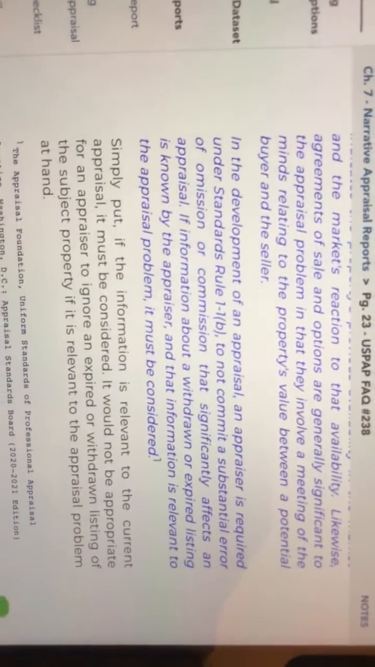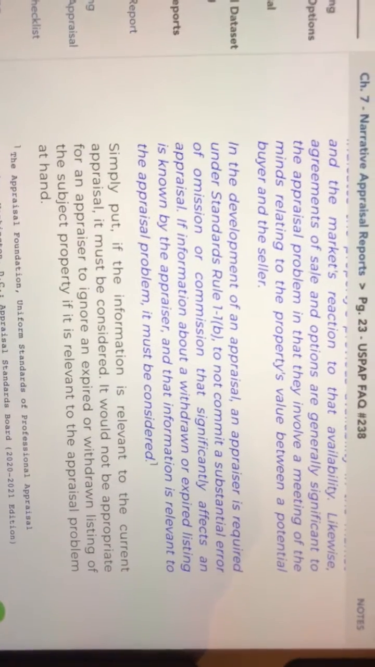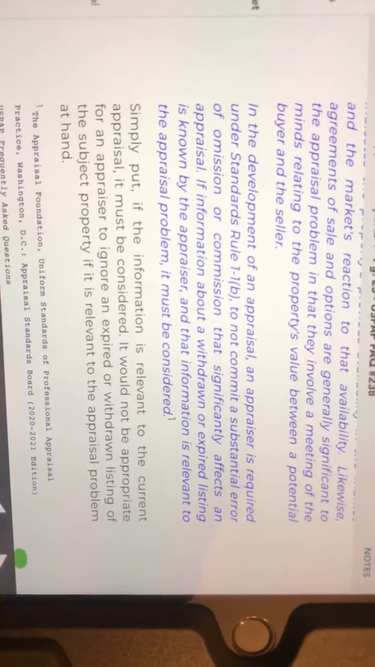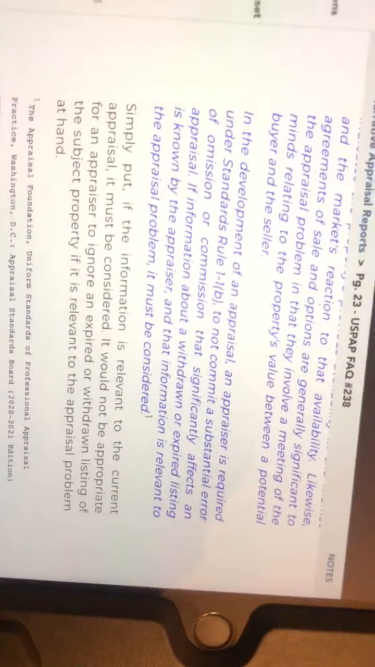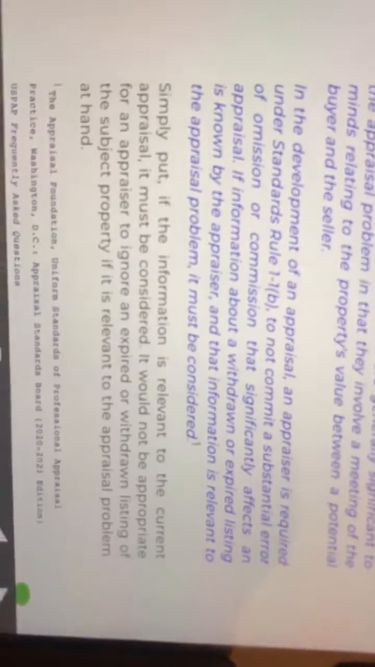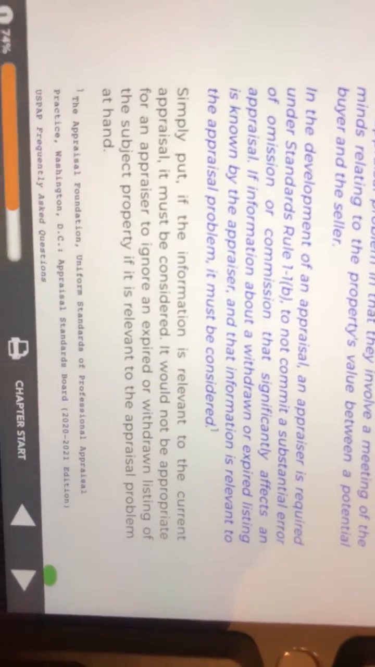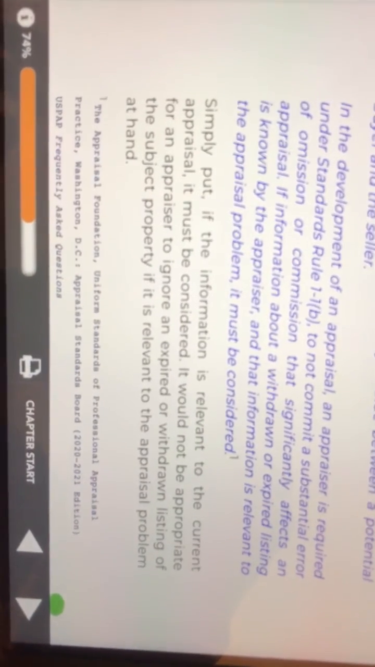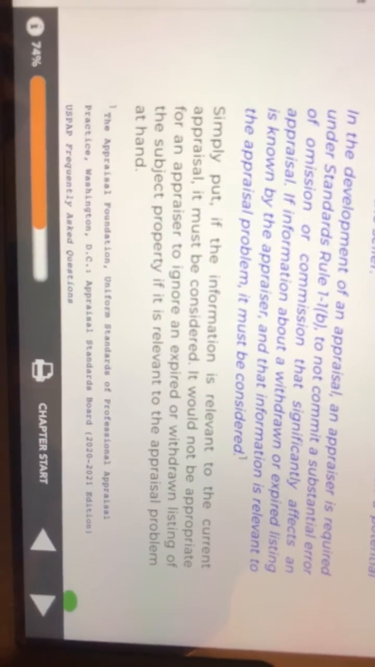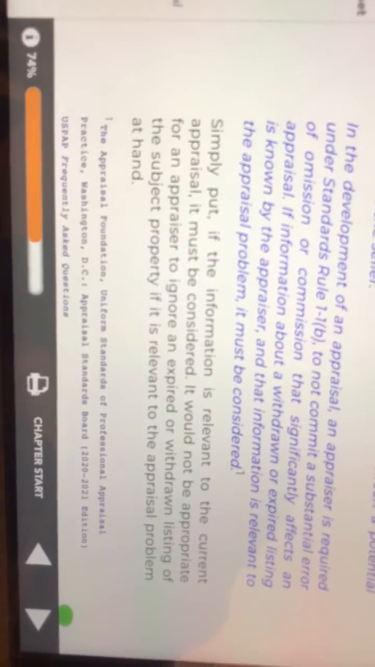In the development of an appraisal, an appraiser is required under Standards Rule 1-B to not commit a substantial error of omission or commission that significantly affects an appraisal. If information about a withdrawn or expired listing is known by the appraiser and that information is relevant to the appraisal problem, it must be considered. Simply put, if the information is relevant to the current appraisal, it must be considered. It would not be appropriate for an appraiser to ignore an expired or withdrawn listing of the subject property if it is relevant to the appraisal problem.